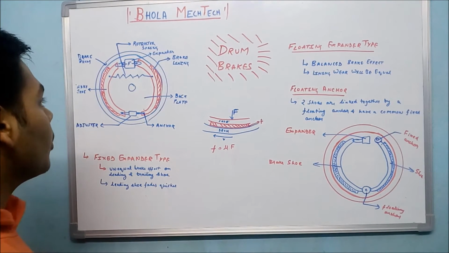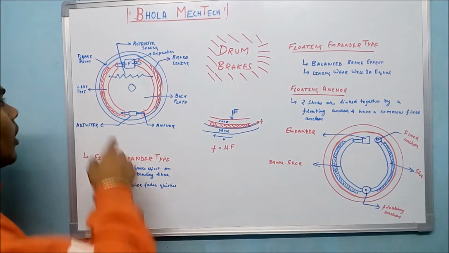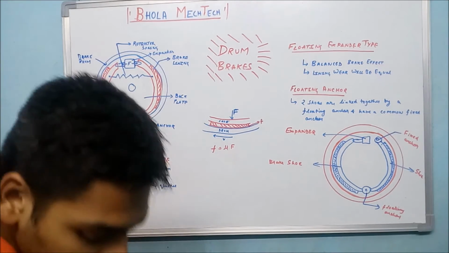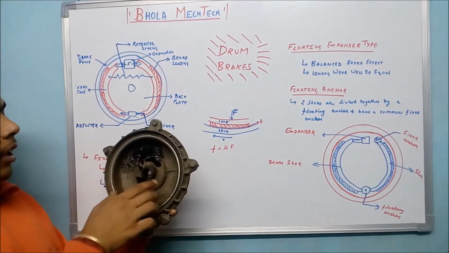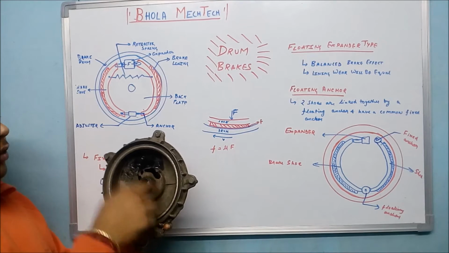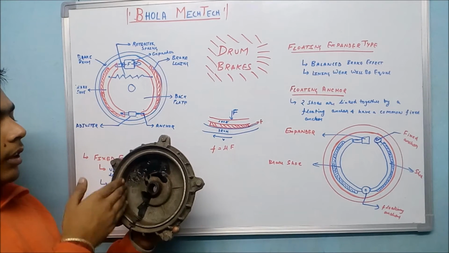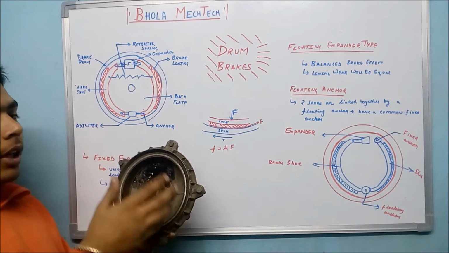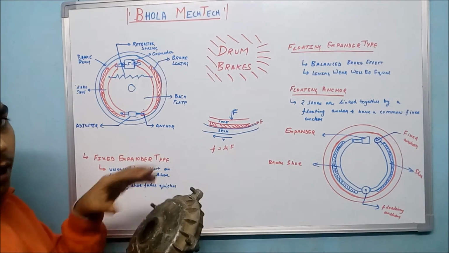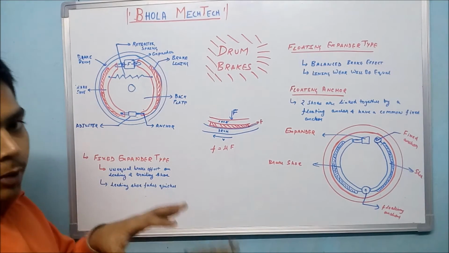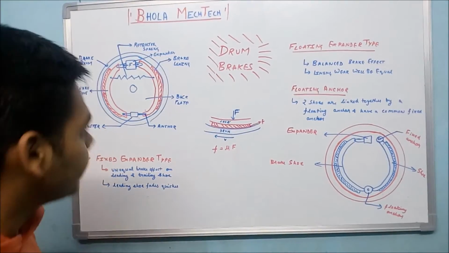Welcome to Bhola Vector. Today we will be discussing drum brakes. First of all, we will be talking about the components that are used in drum brakes. First of all, the brake drum. This is the brake drum, which is a cylindrical shell, and this is the cylindrical wall on which the brake shoes will come in contact and exert some force and create some friction, which will retard the motion of the drum and hence retard the motion of the wheel. Since the wheel is mounted on the drum, this is a common scooter drum brake.